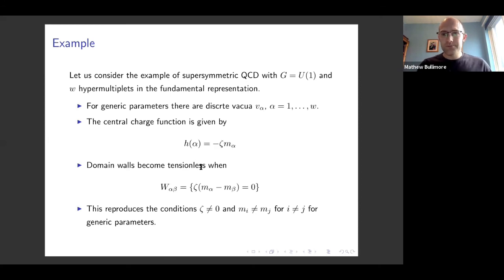If we look at domain walls, they become tensionless on these loci, W alpha beta, where zeta times the difference between the mass alpha and the mass beta vanishes. And this reproduces exactly the conditions that we had before. If you look at the equations for the critical points, you can check that in order for the vacua to be isolated, you need zeta to be 0 and the masses all to be distinct. That's the statement that you need to sit away from any of these hyperplanes, away from any of these loci.